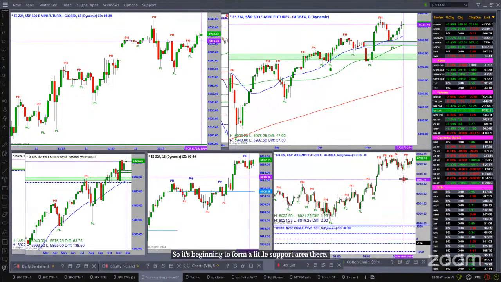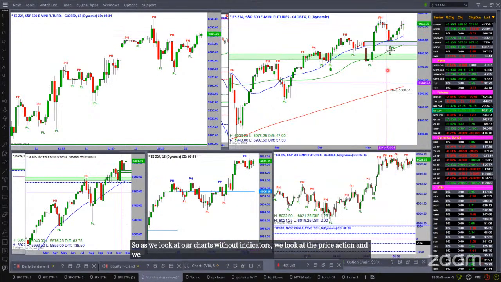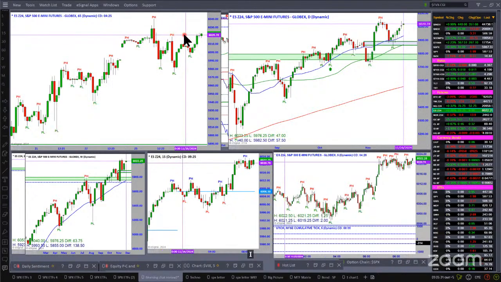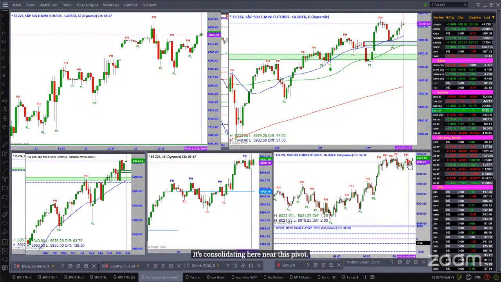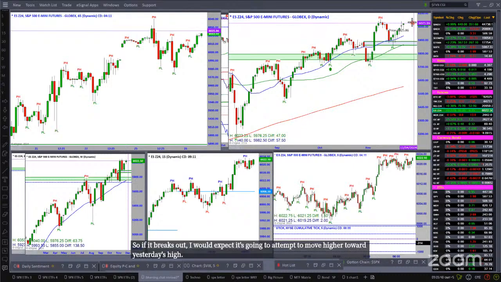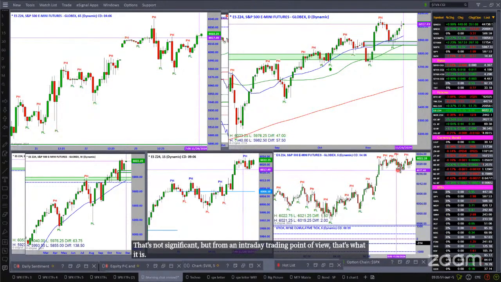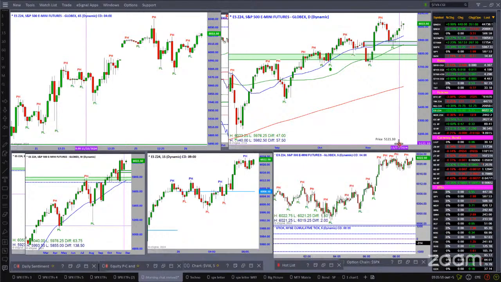As we look at our charts without indicators, we look at the price action and we say, okay, it's in an uptrend. It's up several days in a row. This time frame is up. This time frame is up. I look at my 65-minute. It does have the potential to move up toward yesterday's high, and it's consolidating here near this pivot. So if it breaks out, I would expect it's going to attempt to move higher toward yesterday's high. That's not significant, but from an intraday trading point of view, that's what it is. And it should not break down below this low in the short term. It's just what we call a thought process.